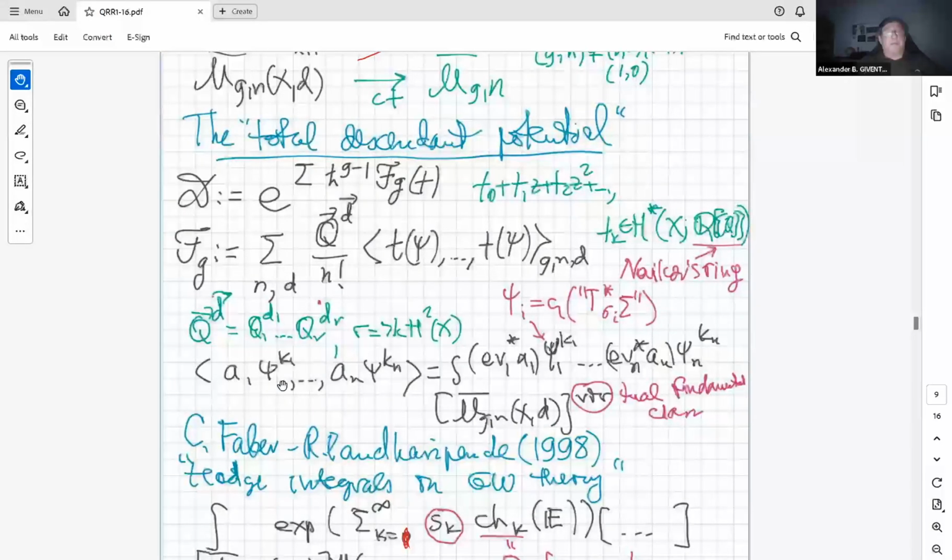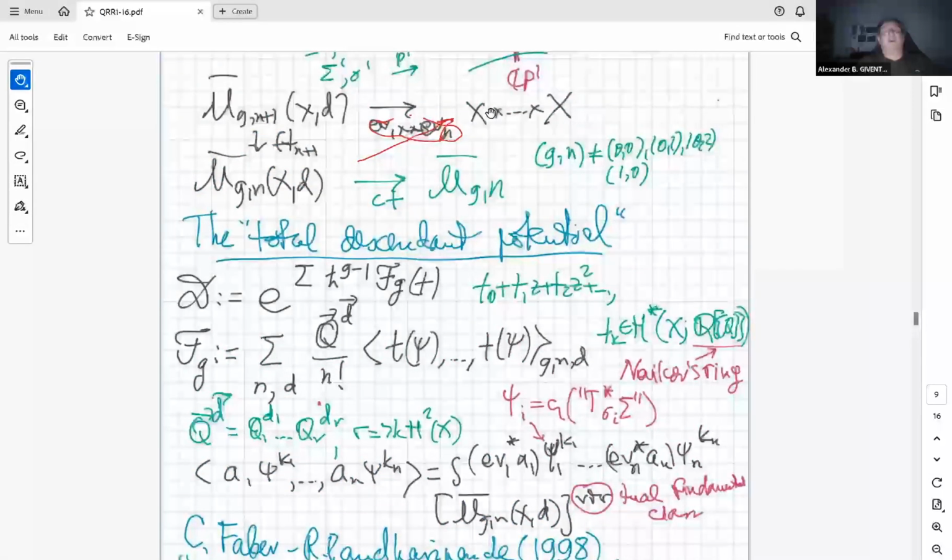So these a_i's are cohomology classes of the target space X. And the positions in this correlator correspond to the mark points, the first, second, etc., the nth. And so what the correlator actually means is the integral, so evaluation on the virtual fundamental cycle of something, and that something is obtained this way. You take these classes a_1, ..., a_n and pull them back by evaluation maps from the target space to the moduli space.